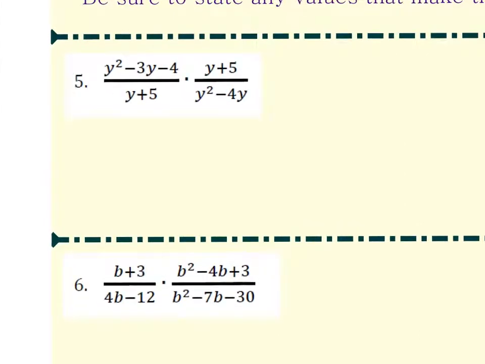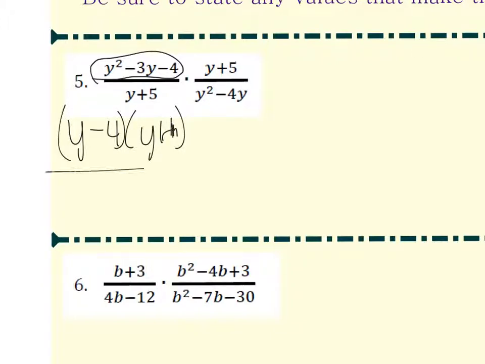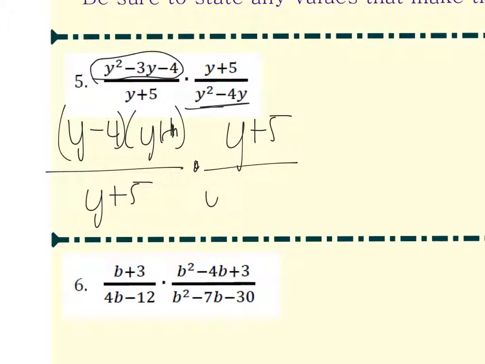If I look at number 5, this kind of gets to be a little bit messy. So let's start factoring things. If I factor this top part here, that becomes y minus 4, y plus 1 over y plus 5 times y plus 5. Then if I factor this one, it becomes y minus 4. Now, don't start thinking you can just start canceling out just the y's and leave everything else. You cannot do that. Okay, so let me rewrite this.